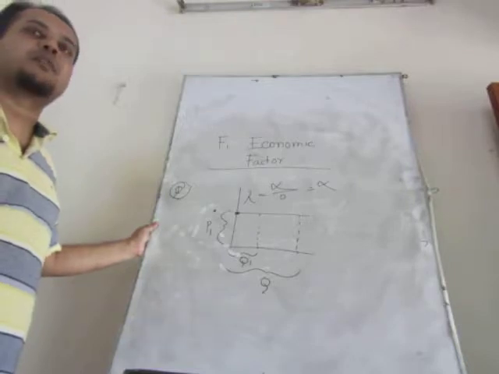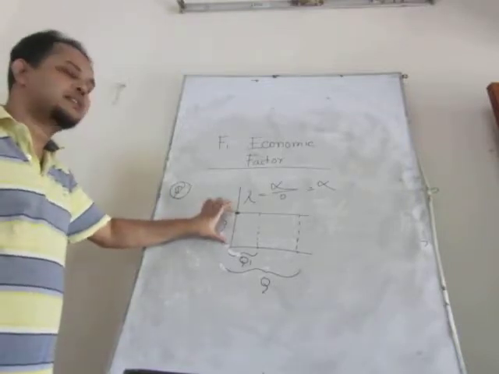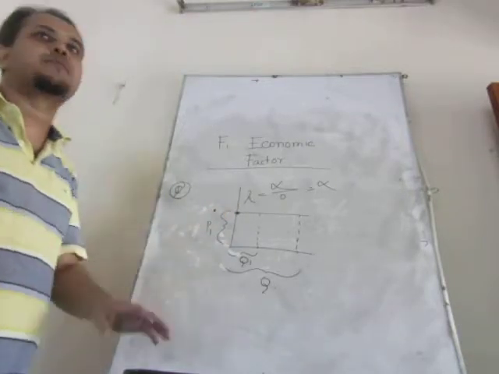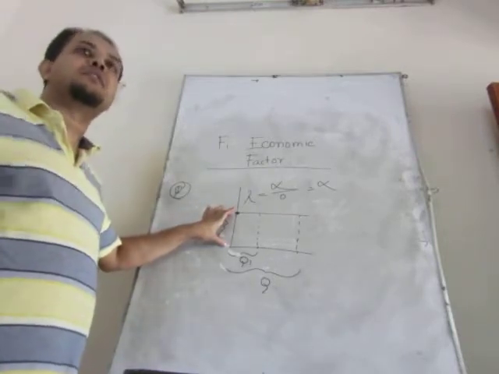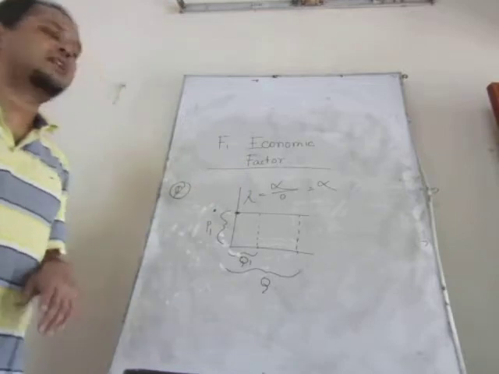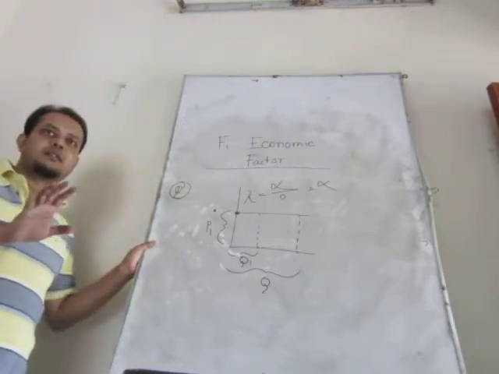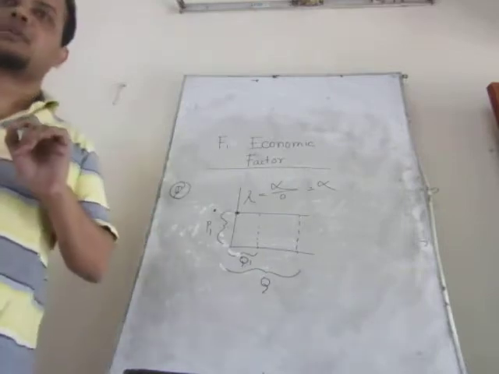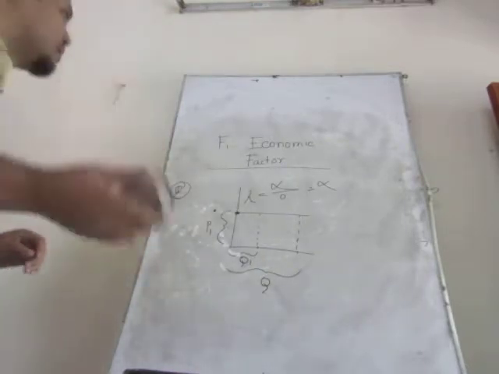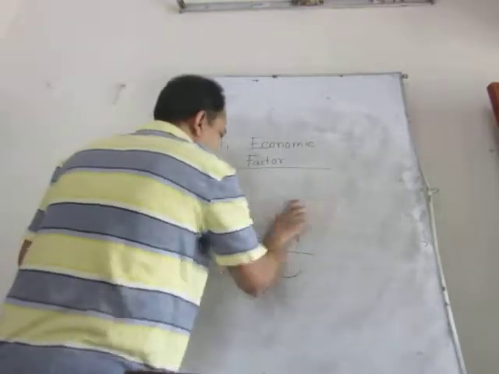Perfectly elastic product. That means if you change the price at any level, there will be no demand at all. But at this level of price, the demand is unlimited. That's why this is lambda equal to infinity, and this is called a perfectly elastic product. Clear? Then come to another graph.